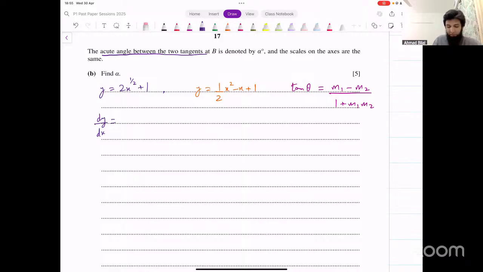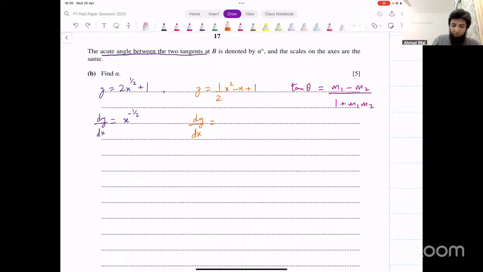What's the derivative of this going to be? 2 into 1 over 2, that becomes 1 into x raised to the power minus 1 over 2. Derivative of 1 is just 0. This is the derivative that we're getting for the first function. For the second function, we get dy over dx, half into 2, that becomes 1.